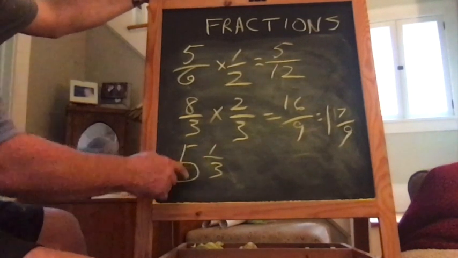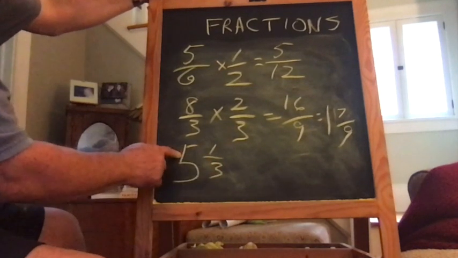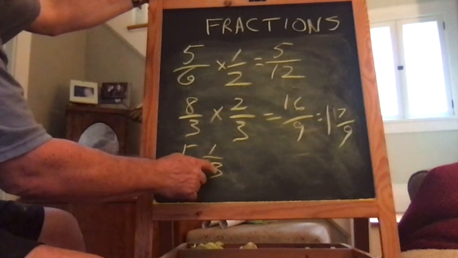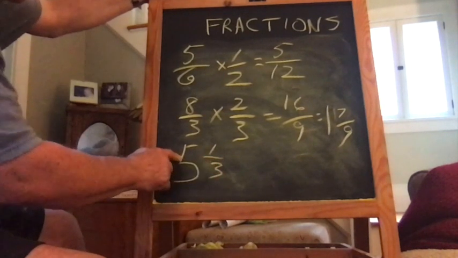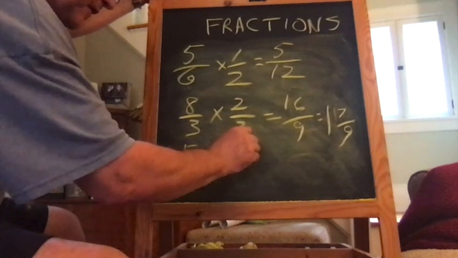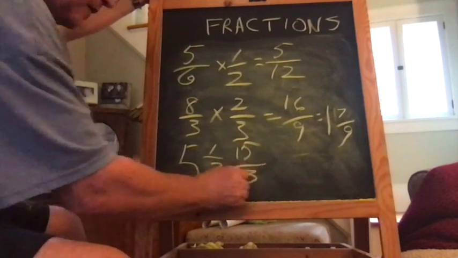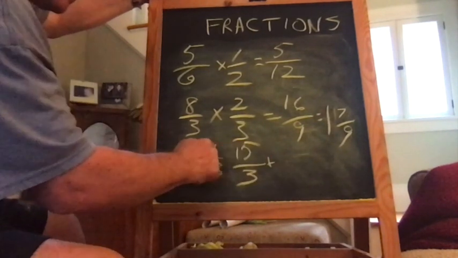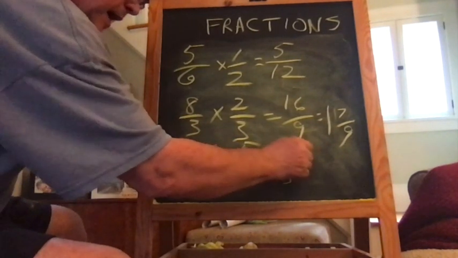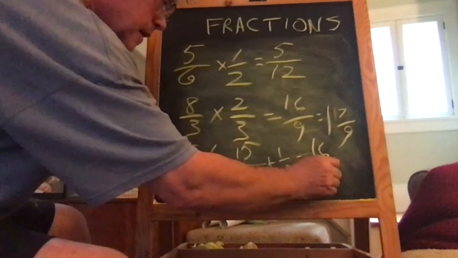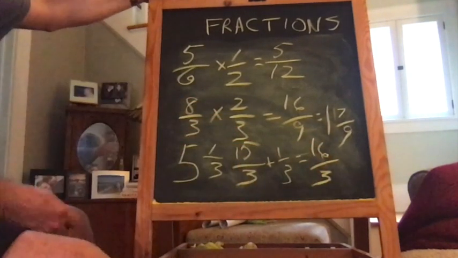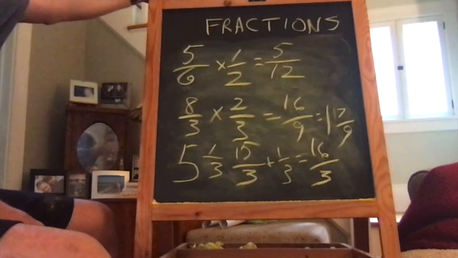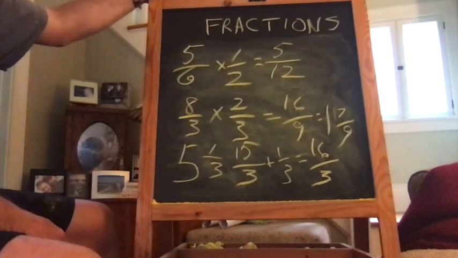To do a number like this, 5 is equal to 15/3, right? And the easiest way to do that is to multiply the denominator by our whole number, 15/3, because 3 into 15 is 5. And then we can add that to the 1/3, and we'll get 16/3. And then we can multiply 16/3 times another fraction. Any questions? No. Okay, great.